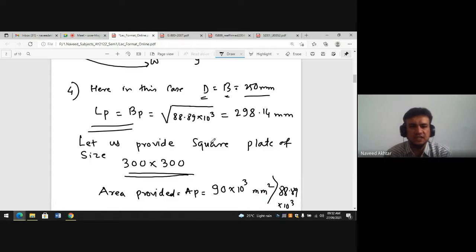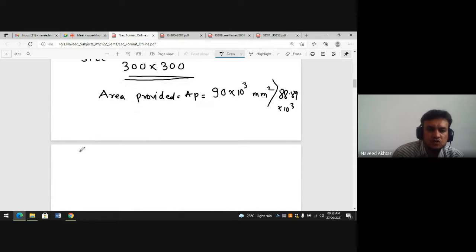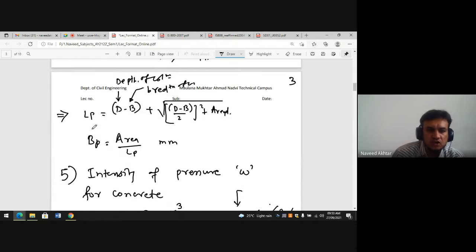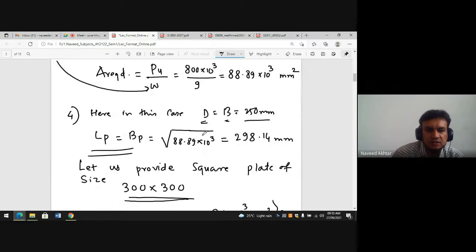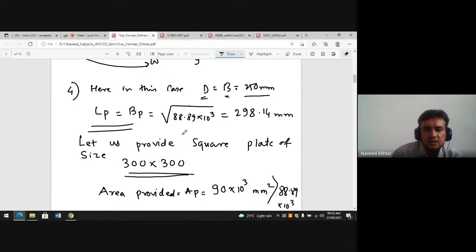Now you have to find out length and breadth of plate, because in this case the D and B, that is width of column and depth of column, is same. So this formula is not applicable, because if D minus 250 minus 250, it will be 0. Here also it is 0. Only under root of area required will be there. Under root of area required, it is coming to 98 mm.